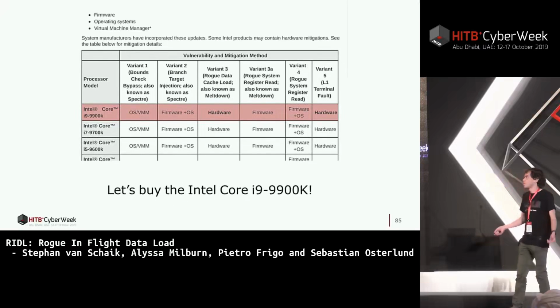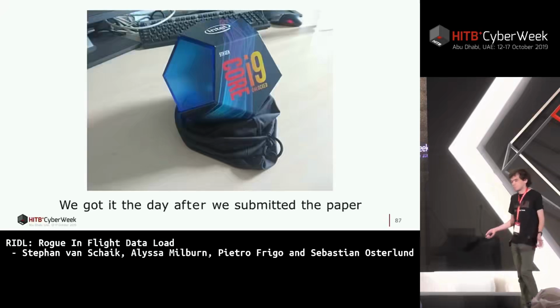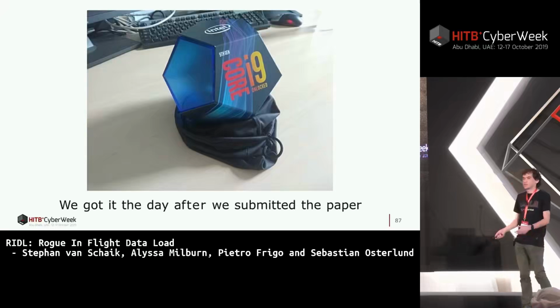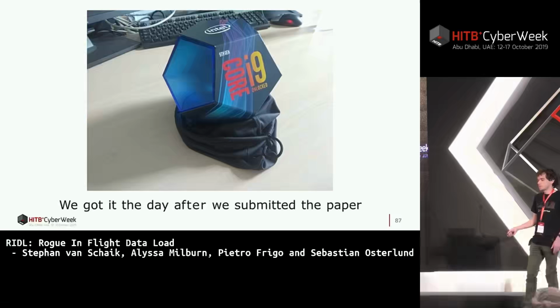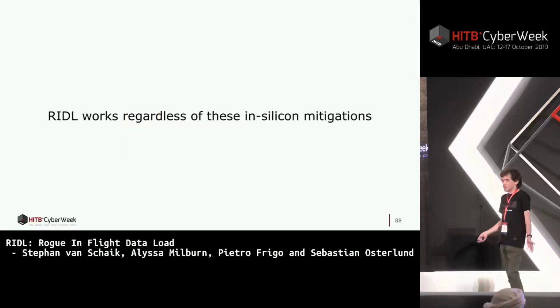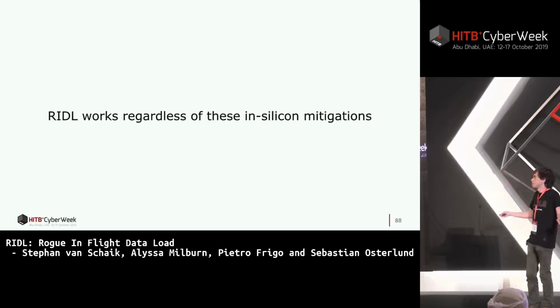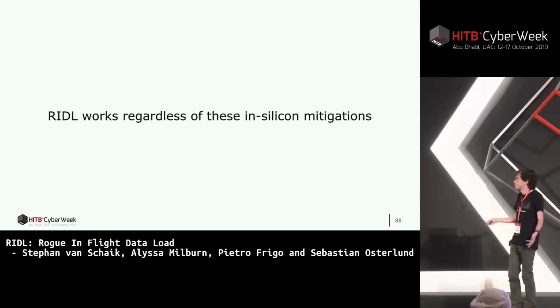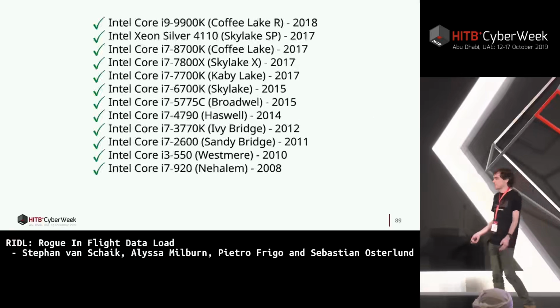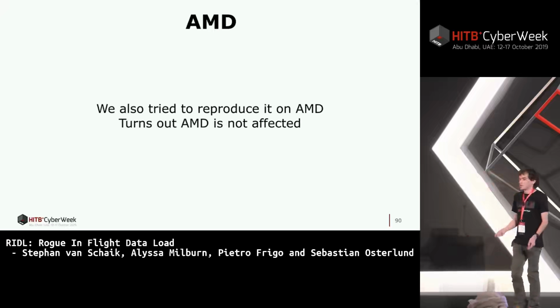So we decided, okay, let's buy the Intel Core i9 9900K, and send another invoice to a professor. We submitted the paper to Oakland S&P in San Francisco, and the day after we submitted the paper, we actually got the box. Okay, we can still do something with it. So we checked, and what we found is that, nice that you have these in-silicon mitigations, but of course they seem to also do something with the addresses, so RIDL still works. So we can add it to the top of the list, so it also works on the Intel Core i9 9900K.